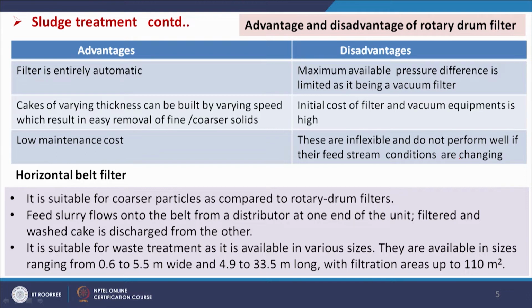Then the horizontal belt filter is suitable for coarser particles as compared to rotary drum filters, and feed slurry flows onto the belt from a distributor at one end of the unit, and the filtered and washed cake is discharged from the other end. So, just like this, it enters here and then it is collected. It is suitable for waste treatment as it is available in various sizes. They are available in sizes ranging from 0.6 to 5.5 meter wide and 4.9 to 33.5 meter long, with filtration areas up to 110 meter square. These are some typical values.